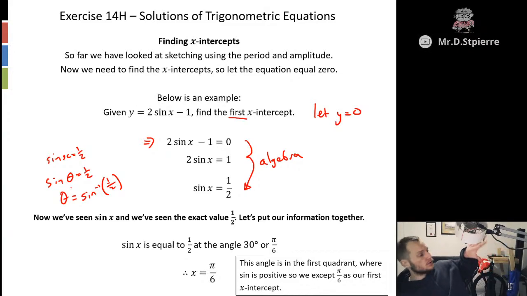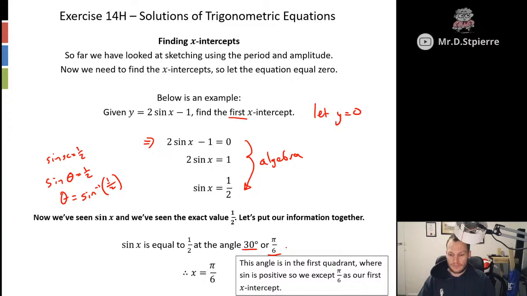You could use your right hand trick rule where you bend your fingers, or you can think of the table that you memorized some values from, but we know that sine x is equal to half at the angle of 30 degrees, or pi on 6. One thing to note is this little note here, that we always want to double check: in this case it was equal to positive half, so sine is positive in the first quadrant, therefore we can still accept pi on 6 as the correct answer.